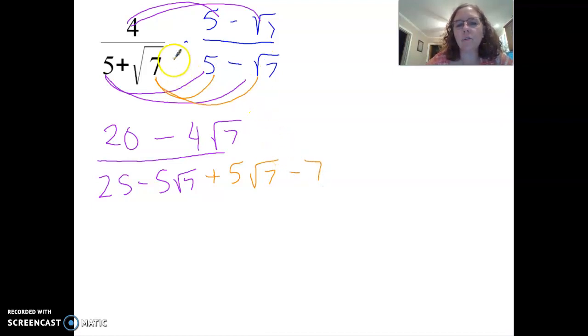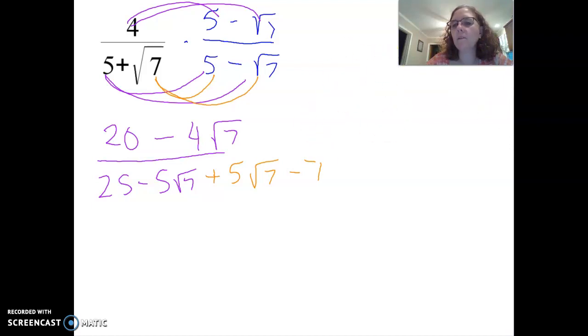Negative 7, right? Because square root of 7 times square root of 7, well, that is the square root of 7 squared, which is going to be 7. Remember, square root and square are opposites, so they cancel one another out, and what I have left is just plain old 7. All right, let's get rid of that.